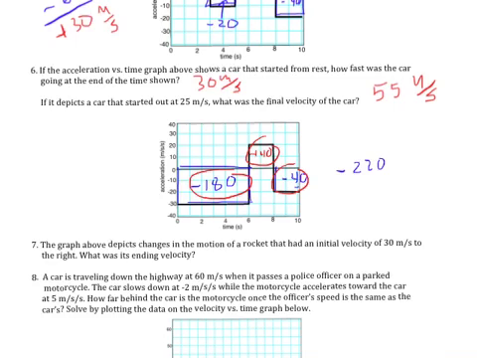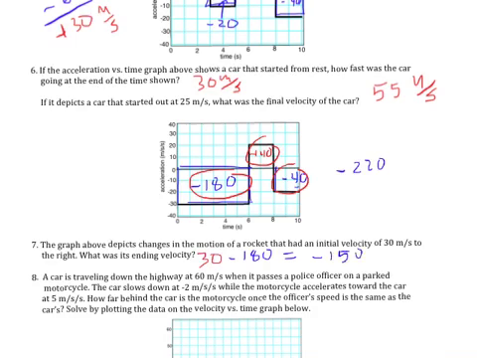Now if I start it off, it goes negative 180, so I start off at positive 30. So what I'm going to say is, well, I start off at positive 30, and I took away 180, and that leaves me with negative 150.